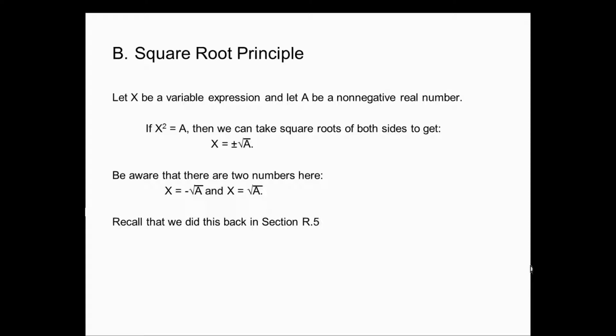Okay, again, we did this back in section R.5, and now that we've completed all of chapter 4, we would know how to simplify our square roots. Like if you had the square root of 8, 8 is 4 times 2, and the square root of 4 would be 2, so you'd have 2 square root of 2. Again, don't forget there are two numbers. You have to remember to put the plus or the minus. That is the usual thing that goes wrong.